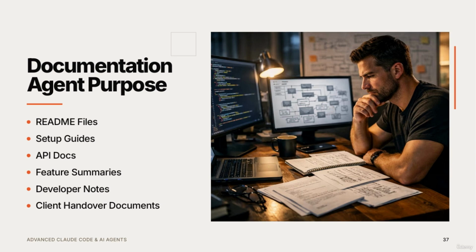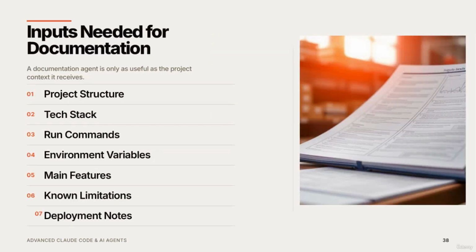efficient and reliable. When creating effective documentation, it's crucial to provide the documentation agent with the right context about the project. Without this, the documentation won't be as useful or accurate. There are several key inputs that we need to focus on. First, the project structure, which gives a clear overview of how the project is organized. Next, the tech stack, which outlines the technologies and tools used throughout the project.